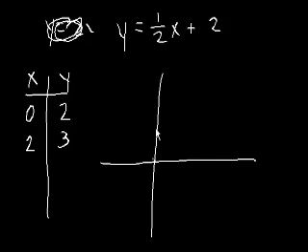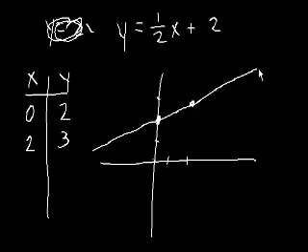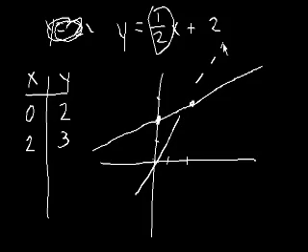So 0, 2. So that's on there. And then 2, 3. So it's there. So the line is going to look something like this. Notice here, once again, we're upward sloping, and that's because this 1/2 is positive, but we're not moving up as quickly as when we had y equals 2x. Y equals 2x looked something like this. It was sloping up much, much faster. I hope I'm not confusing you. And then the y-intercept, of course, is at 0, 2, which is right here.